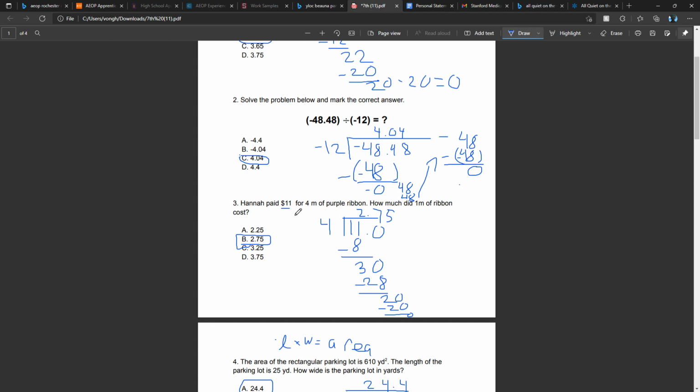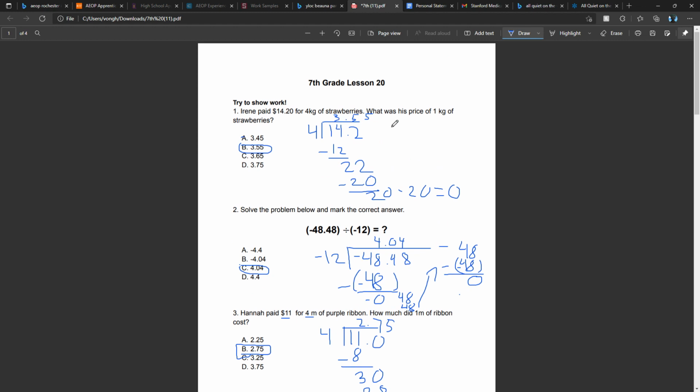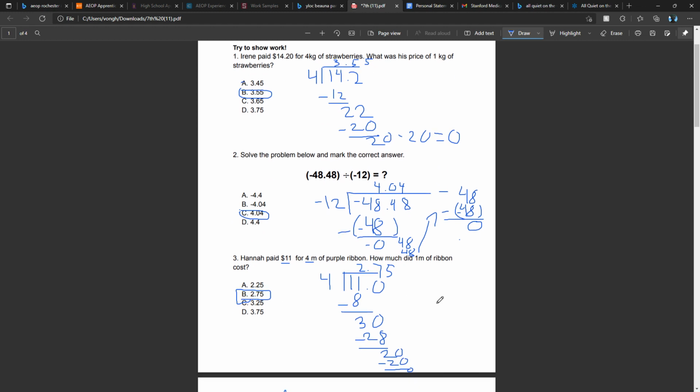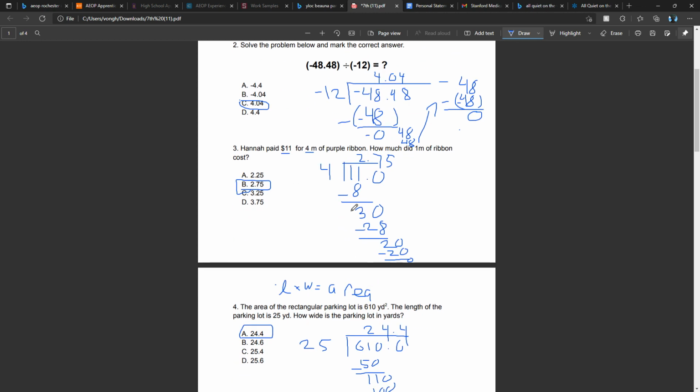Hannah pays $11 for 4 meters of purple ribbon. How much does 1 meter cost? This problem is exactly the same, just different numbers. So we take 4 meters and we do 11 divided by 4. Here's all the work if you want to look, but I would recommend trying this on your own and seeing if you get the same work as me.